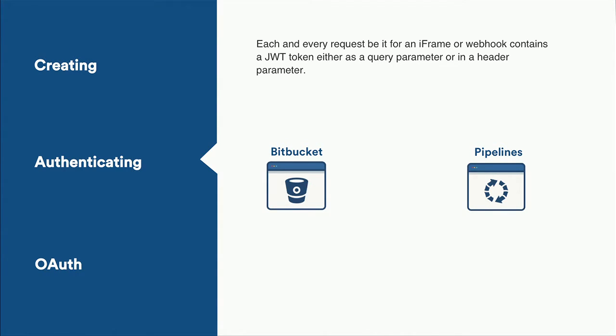So what happens when Bitbucket actually makes requests back to your integration, such as Pipelines, for more data? Well, Bitbucket also attaches JWT tokens to all requests. It's then up to you as an integration developer, or us as Pipelines, to decode this token to make sure that it's valid, and then we action the request if it's found that it is.